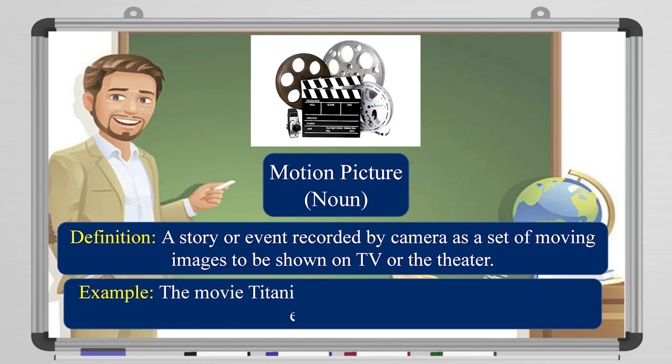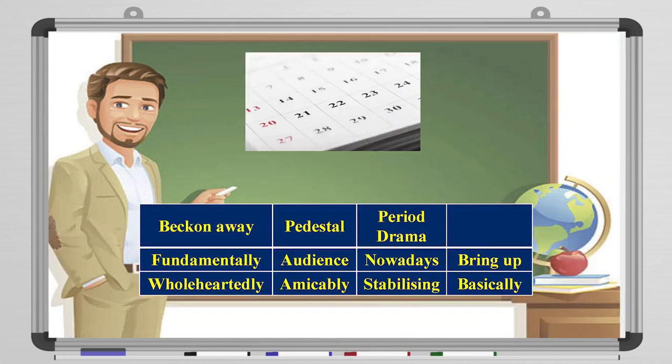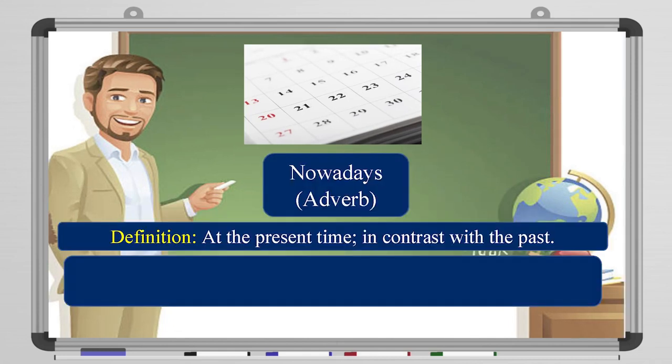So if you look at the example, the movie Titanic was one of the best motion pictures ever made. Easy, right? Let's look at the next picture. So you have a calendar and you have days. I think I just gave you the word, didn't I? Yeah? I gave you a hint, days. The word is, of course, nowadays. Nowadays is an adverb, and it means at the present time in contrast to the past.